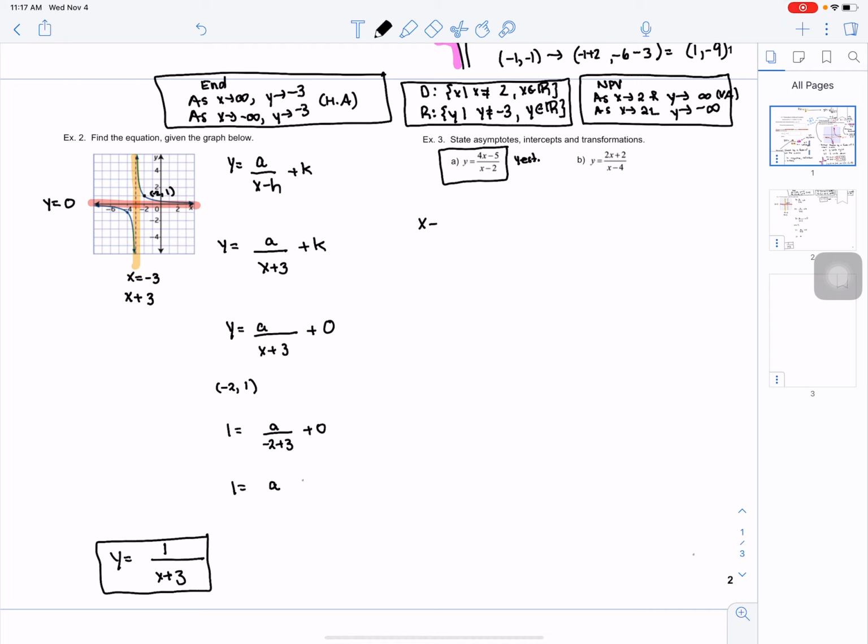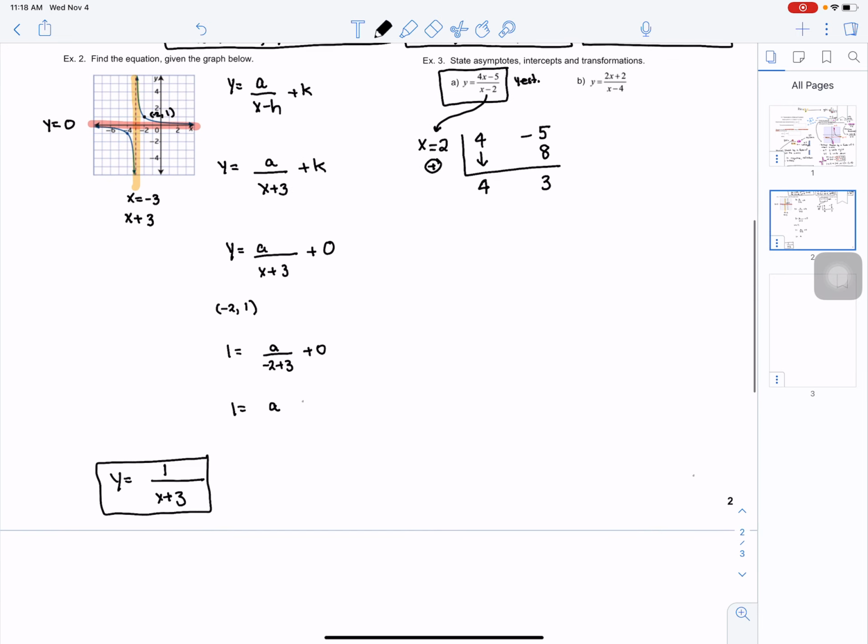So here's my divisor. I'm going to write it as a root because I'm going to add. I take the divisor, use the root, and then write my coefficients in descending order, so 4x minus 5. I carry down the 4. 4 times 2 is 8. Minus 5 plus 8 is 3. So I'm doing long division to do the division statement for this expression.